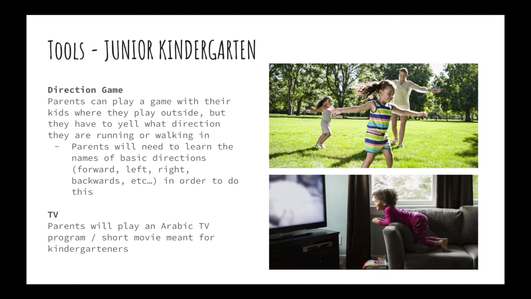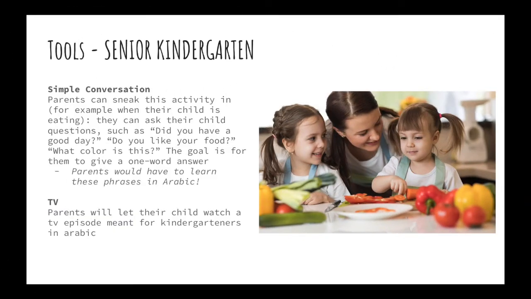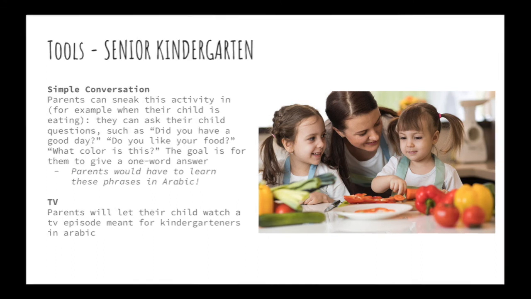Parents can also play an Arabic TV program or a short movie meant for kindergartners. For Arabic children in senior kindergarten, parents can ask their child questions such as, "Did you have a good day? Do you like your food?" The goal is for the children to give one-word answers. Parents can sneak this activity in while their child is eating, for example. And, like in junior kindergarten, parents can let their child watch a TV episode meant for kindergartners.